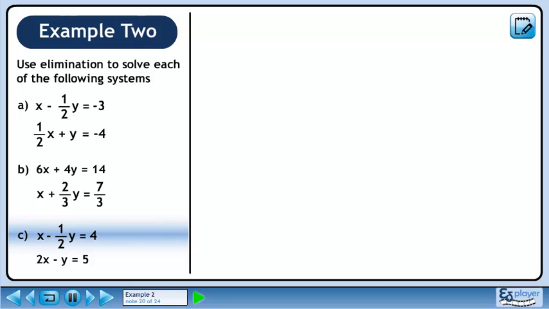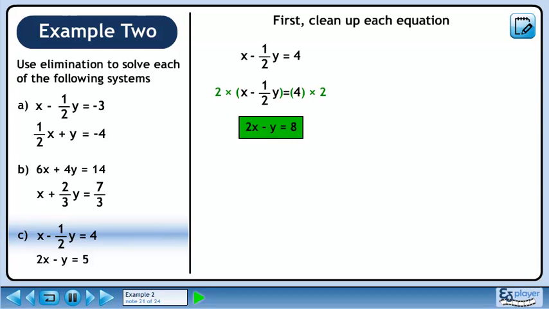In part C, we'll solve another system of equations. We'll get rid of the fractions in the first equation by multiplying both sides by 2. The second equation is already in simplest form, so we don't need to do any work on this.